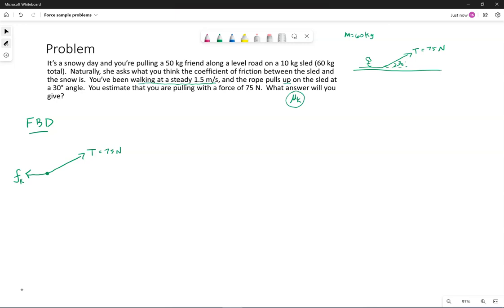What other forces do we have? Well, force of gravity. The Earth is always pulling towards the center, so force of gravity points straight down. The sled is on a surface, so we do need a normal force. It's perpendicular to the surface, so straight up. Nothing else is physically in contact with the sled, so it seems we have completed the free body diagram here.